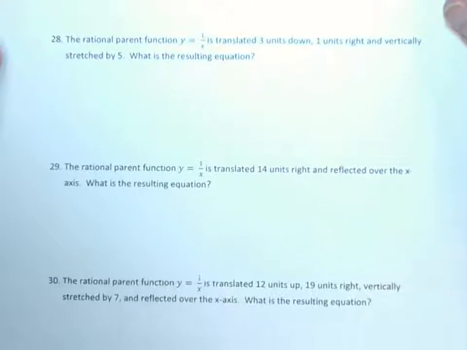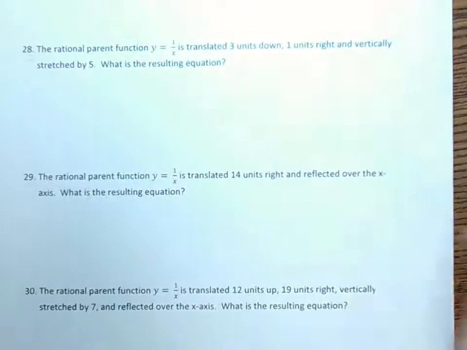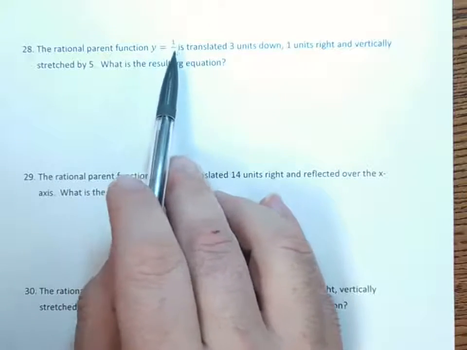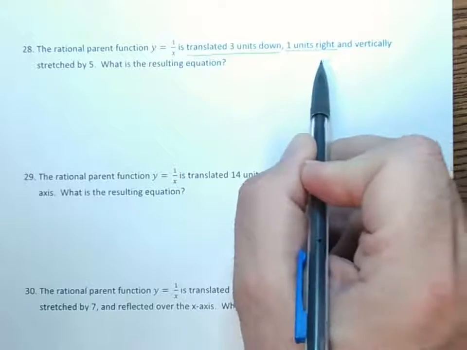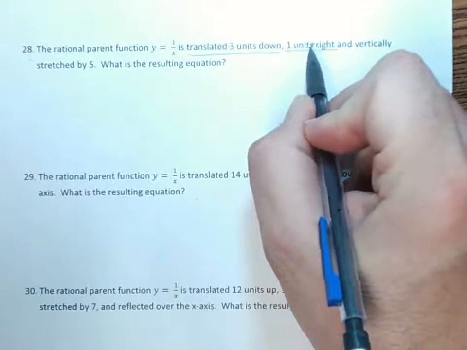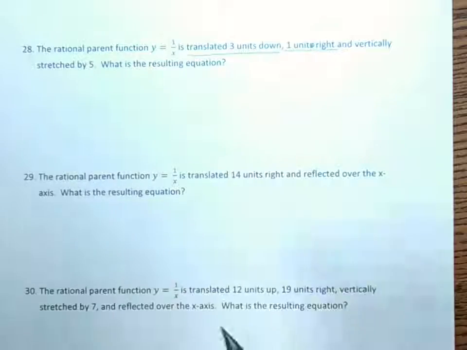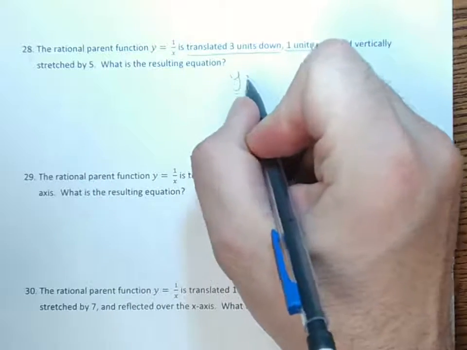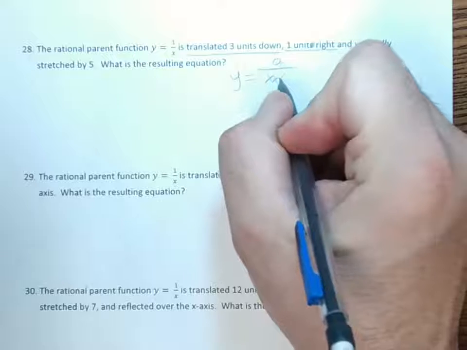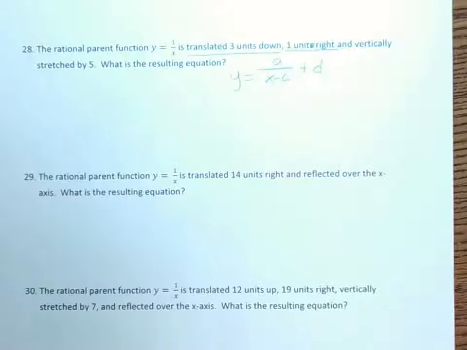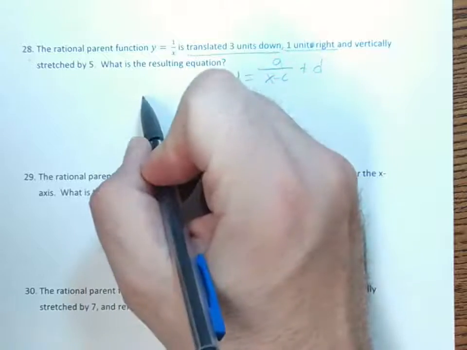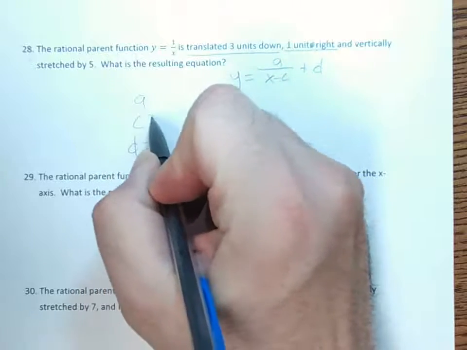In fact, let me just show you here. Here's 28. It says the rational parent function y equals 1 over x is translated 3 units down, 1 unit right. Man, who's writing this stuff? And vertically stretched by 5. What's the equation? So once again, we'll use y equals a over x minus c plus d. You don't have to rewrite it all these times. I'm just doing it so that it's on each one, but you only have to write it once, or if you can memorize it, that's fine. We just need to know what a, c, and d are.